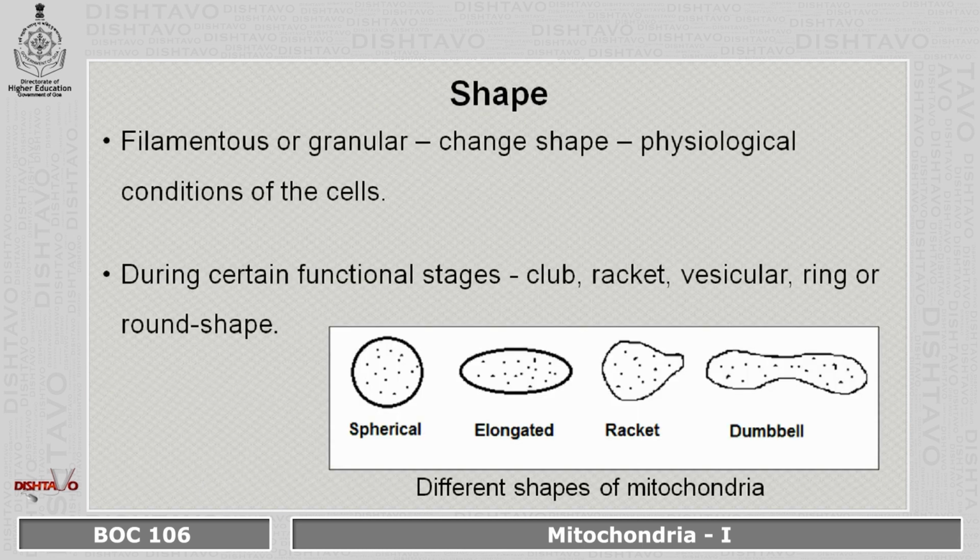Shape. They are filamentous or granular, but they change shape depending on the physiological condition of the cells. During certain functional stages, they show club shape, racket shaped, vesicular, ring or round shape. In this diagram, you can see the spherical shaped mitochondria, elongated, racket shaped and even dumbbell shaped mitochondria are found.